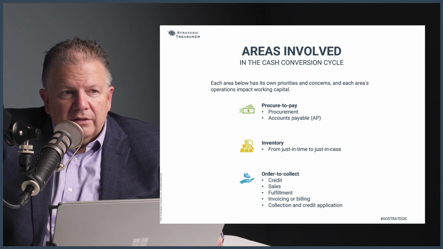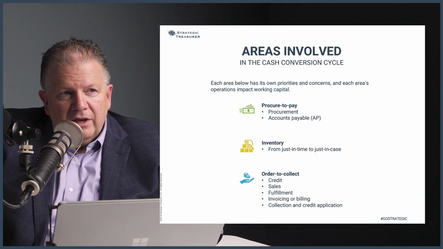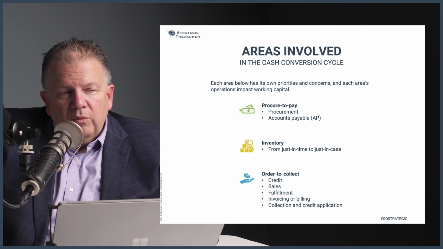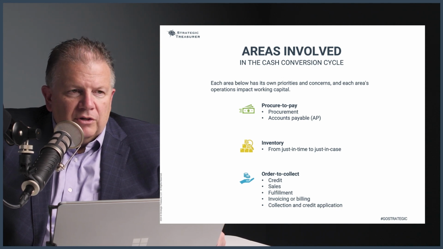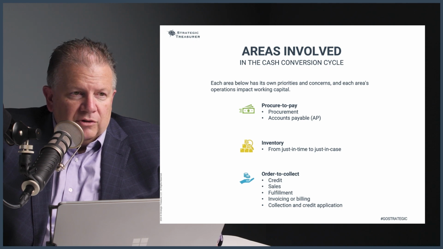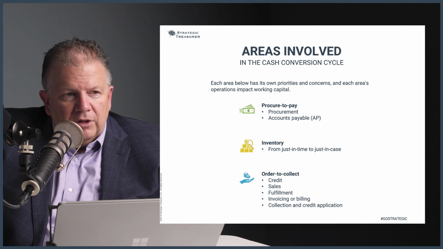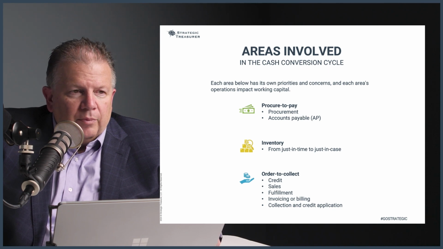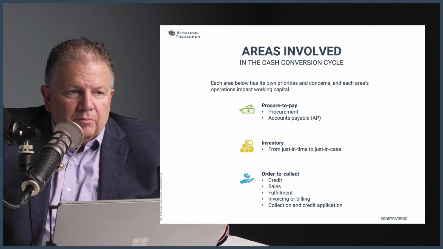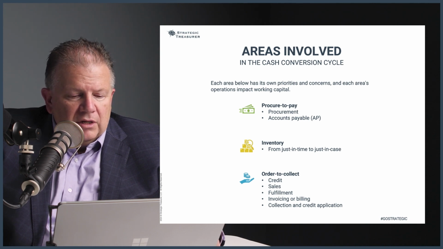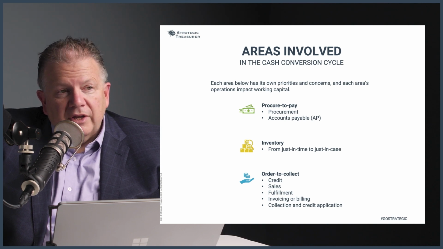And then order to collect. Some people have different terms: order to pay, procure to pay, order to collect, order to receive. Whatever the terms are that you use, just replace what's on the screen with what's in your head, and you have it. So order to collect is everything from who can we extend credit to, the process of making sales, fulfilling those, billing, handling disputes, and all the way through to cash application and collection activities. Those are some of the key elements and the key areas that are involved in the cash conversion cycle.